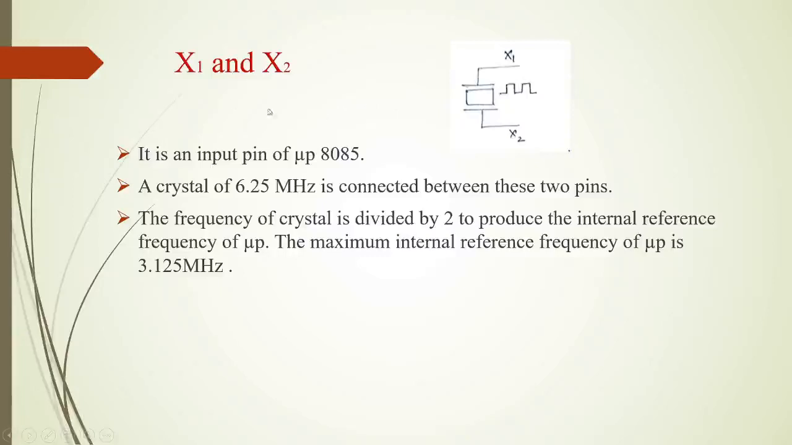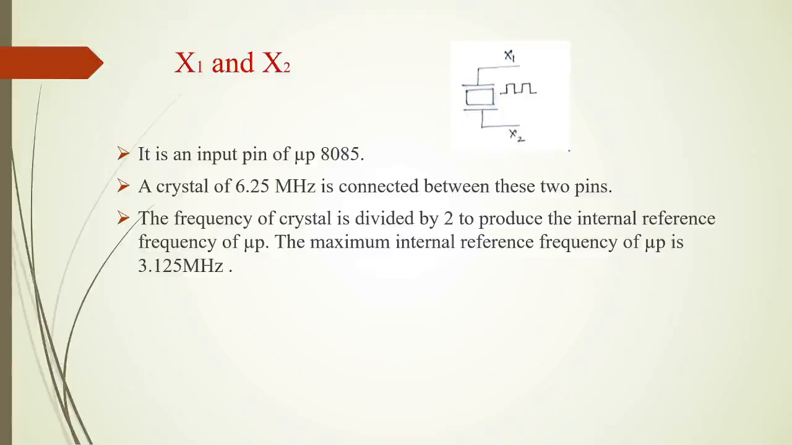So this crystal pin, that is X1 and X2, is an input pin of microprocessor 8085, and a crystal of 6.25 megahertz is generally applied. Now this frequency is divided by 2. Why is it divided by 2? Because there are two pins, that is X1 and X2. So we divide the frequency of the crystal by 2 to produce the internal reference frequency of the microprocessor, and then you will get the clock frequency as 3.125 megahertz.